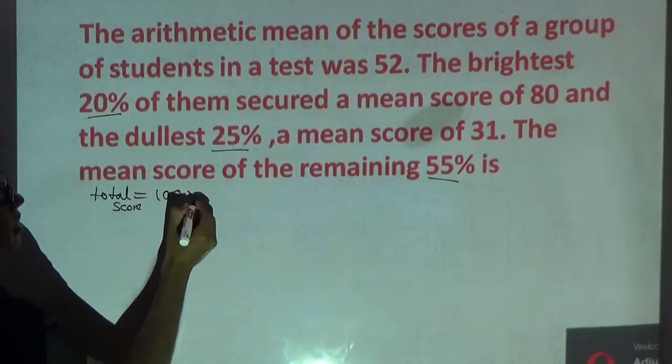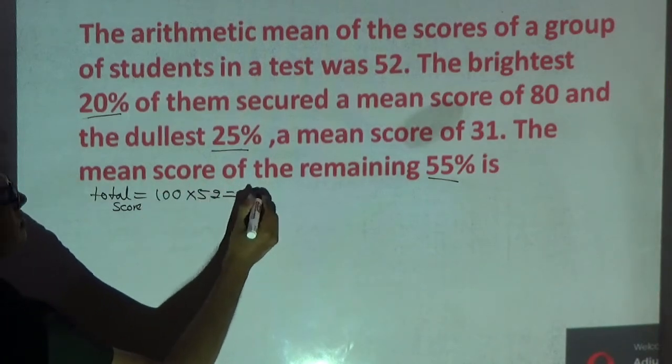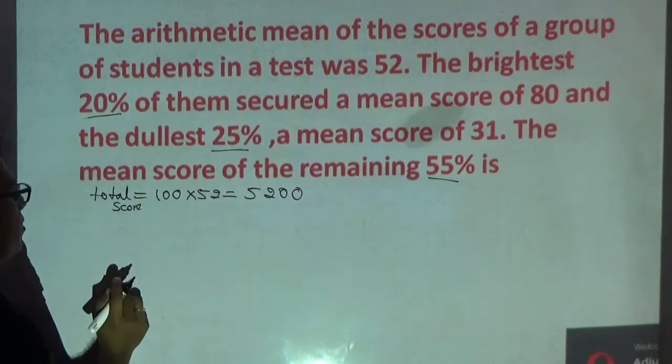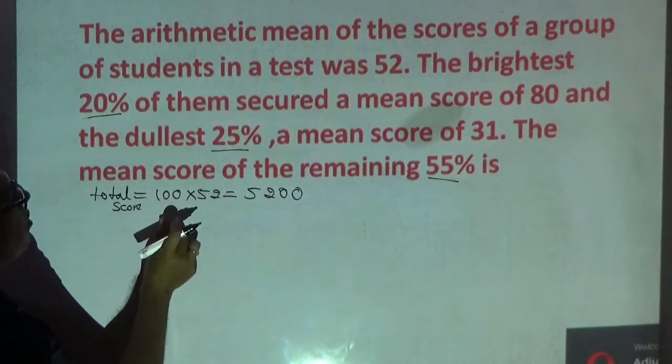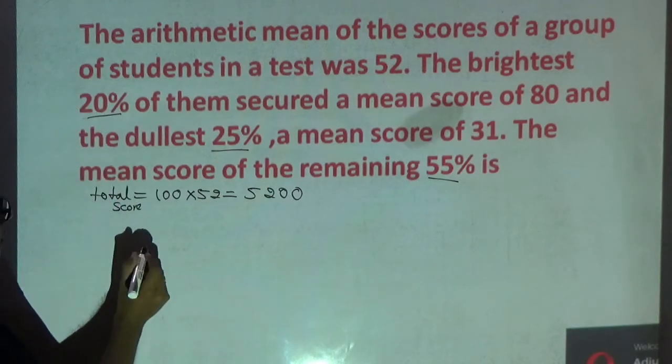Total score is nothing but the number of 100 students into their average. Therefore, all the 100 students have scored how much? 5200. Right away you write this. Done. Among your 100, what is the percentage of bright students? The percentage of bright students is 20.